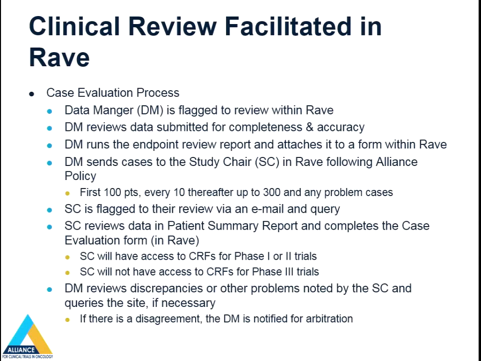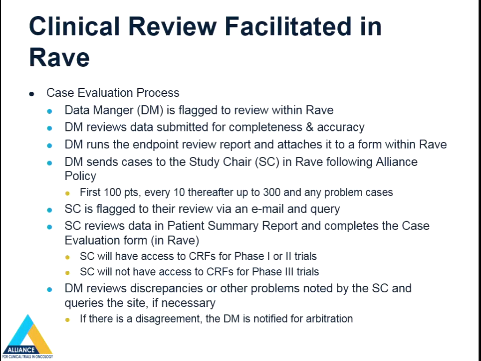So that would be the first 100 patients and every 10th thereafter up to a total of 300 patients. Or again, any cases that they deemed were problematic and they needed extra input from the study chair. They're then flagged. They're going to get both an email and a query within RAVE, and they can go right to their task summary and navigate to the form that they need to review.